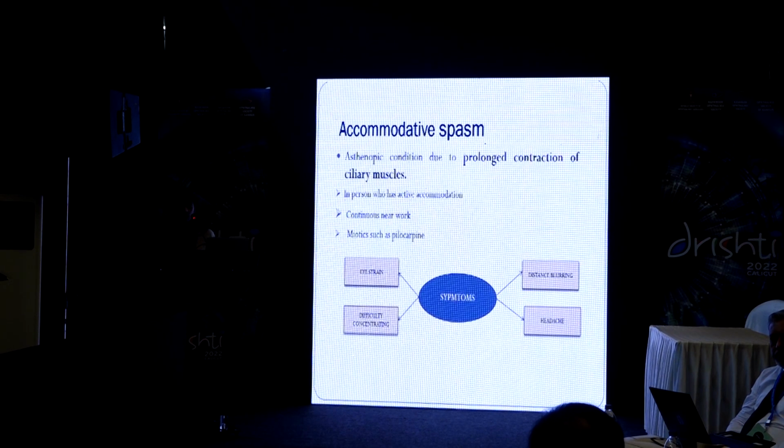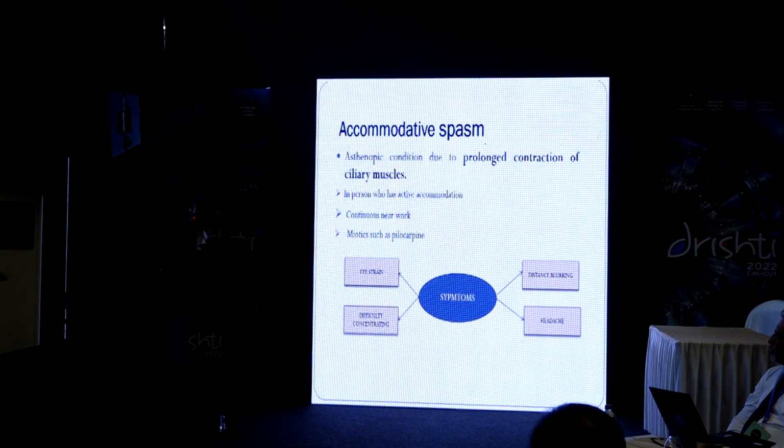The next important condition is accommodative spasm. This is very common since the pandemic. It occurs due to prolonged near work, and it happens in accommodatively active patients. Sometimes it may be induced by medications such as pilocarpine. Here their accommodation will be arrested at near for a long time, due to the prolonged use of near work.